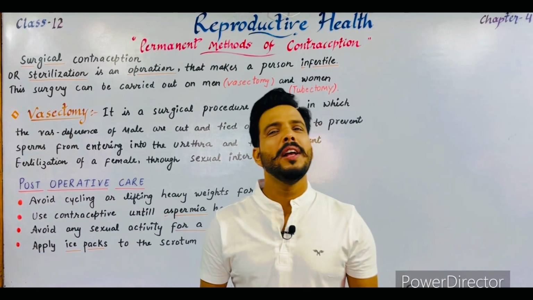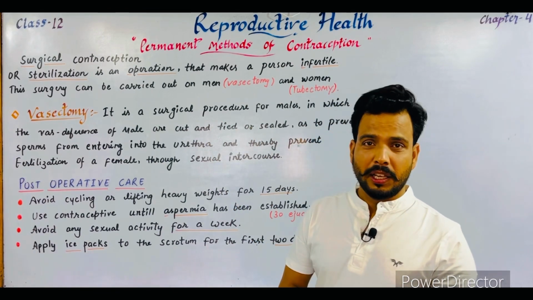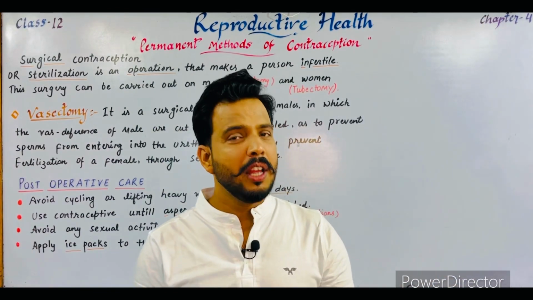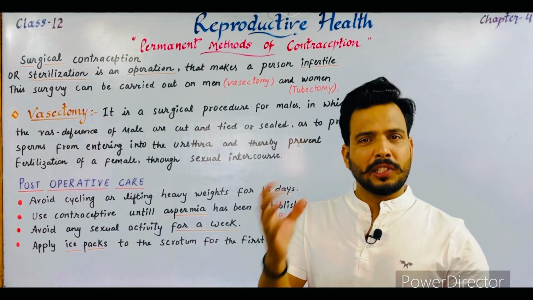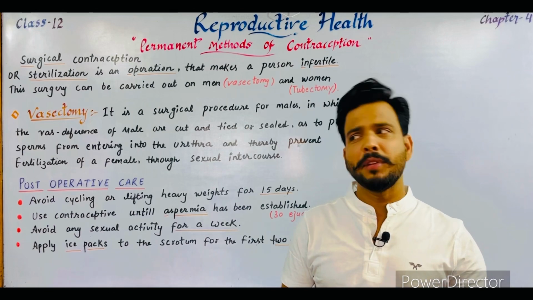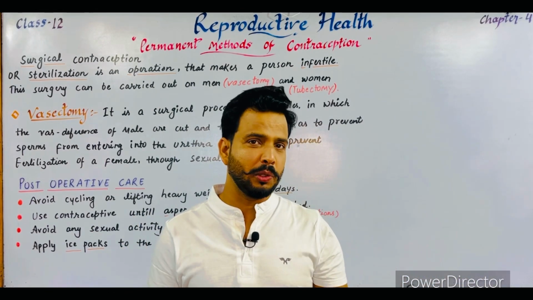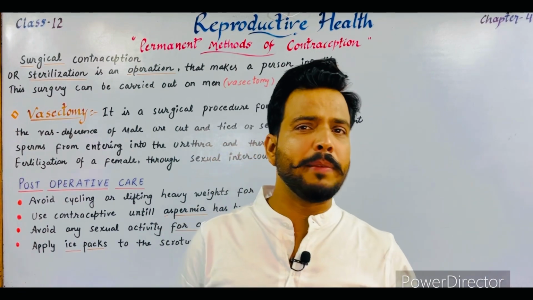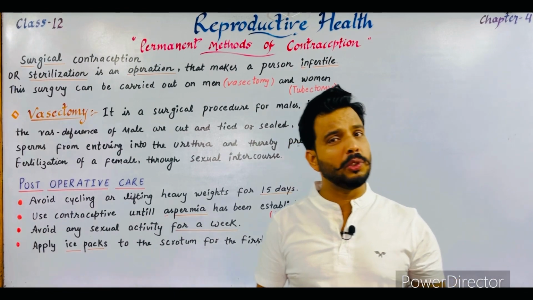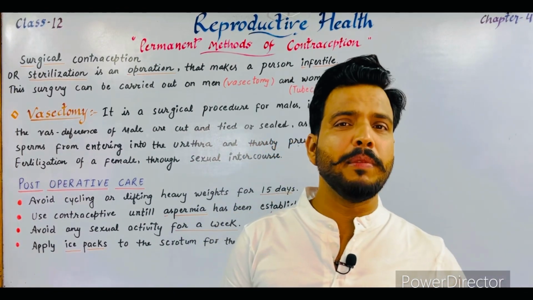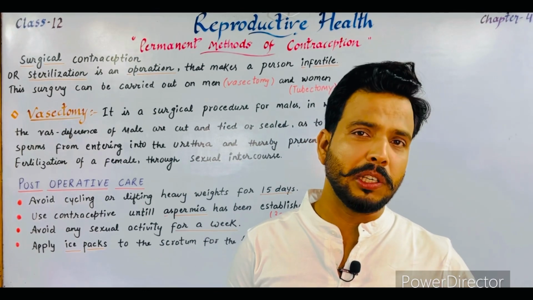Students, in this video I will continue our chapter number 4, that is reproductive health. It is for all my 12th class students. In my last videos of this chapter, I described the strategies of birth control in India and different methods of contraception. In my last video, I described the temporary methods of contraception or birth control. In this lecture, I will describe the permanent methods or the surgical methods of contraception or birth control.